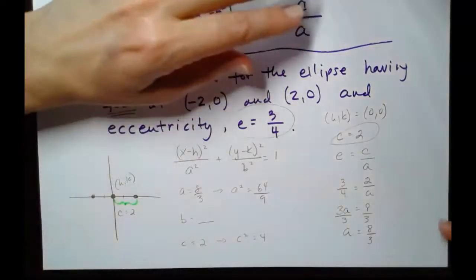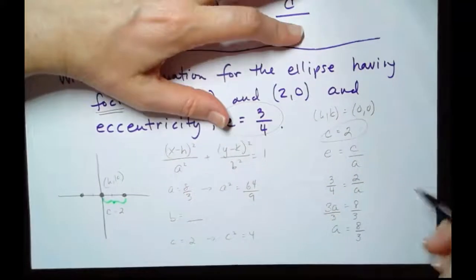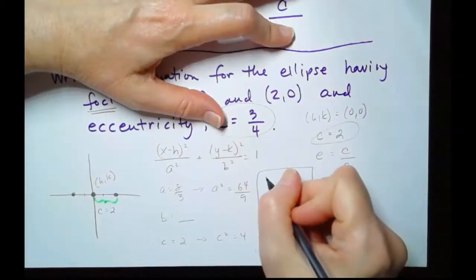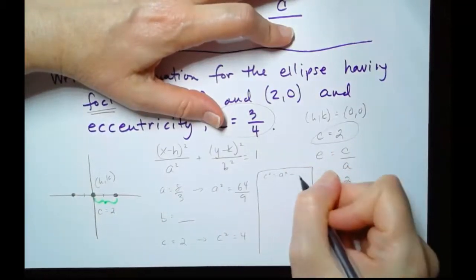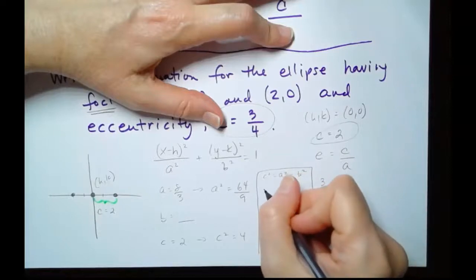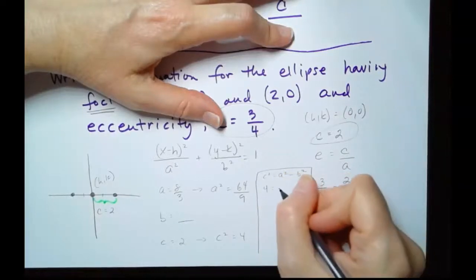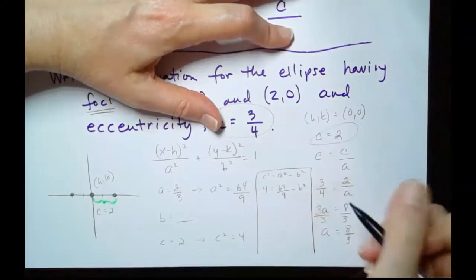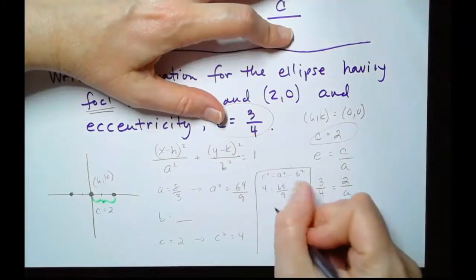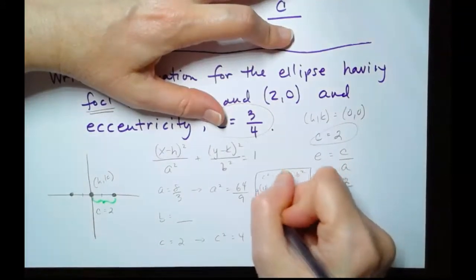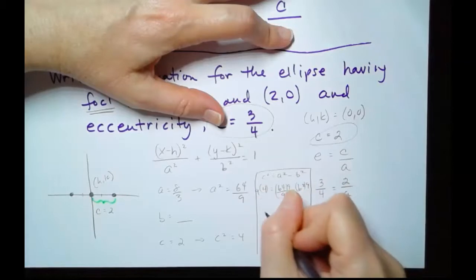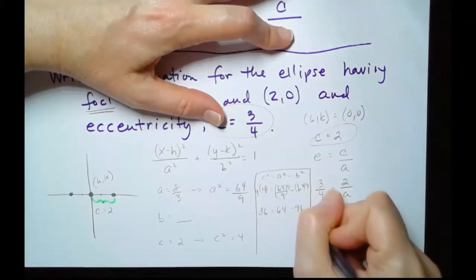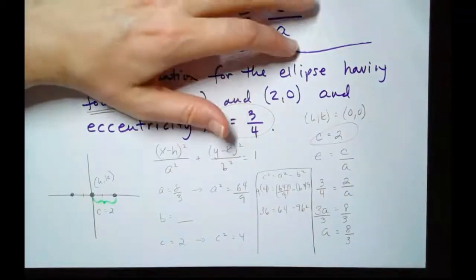So we need to use these two values because here's what we know, and I'll draw a little box here for us to work in. We know that C squared equals A squared minus B squared. So 4 equals 64/9 minus b squared. If I quickly multiply everything by 9, I get 36 equals 64 minus 9b squared. That dumps that fraction very quickly.